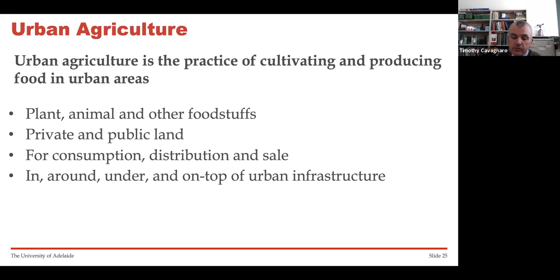And of course, urban agriculture can take place in, around, under, or on top of urban infrastructure. So it's not just necessarily in backyards, but it might be on rooftops, or it might be under buildings, it might be in them, it might be around them. So it's an incredibly diverse farming system. We've largely focused on the outdoor systems and soil-based systems.